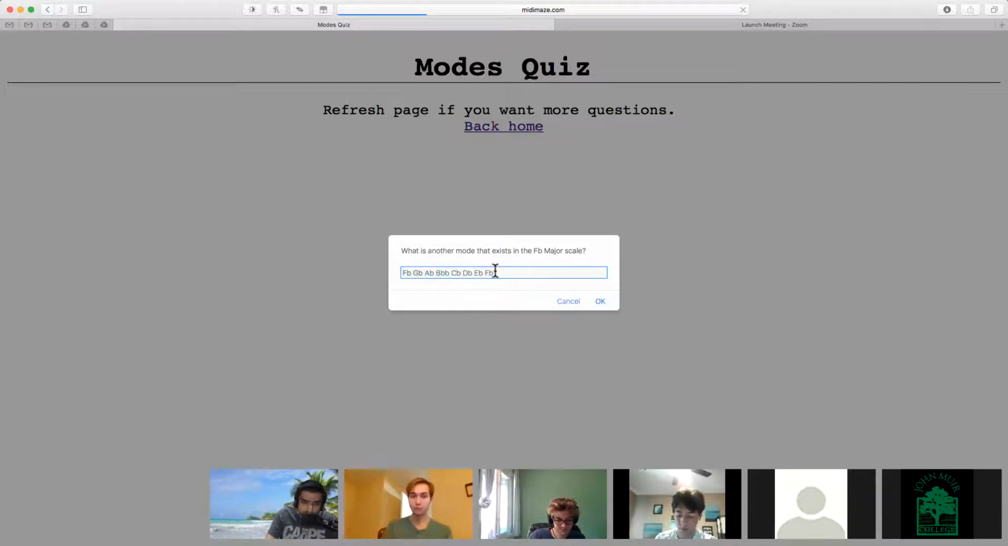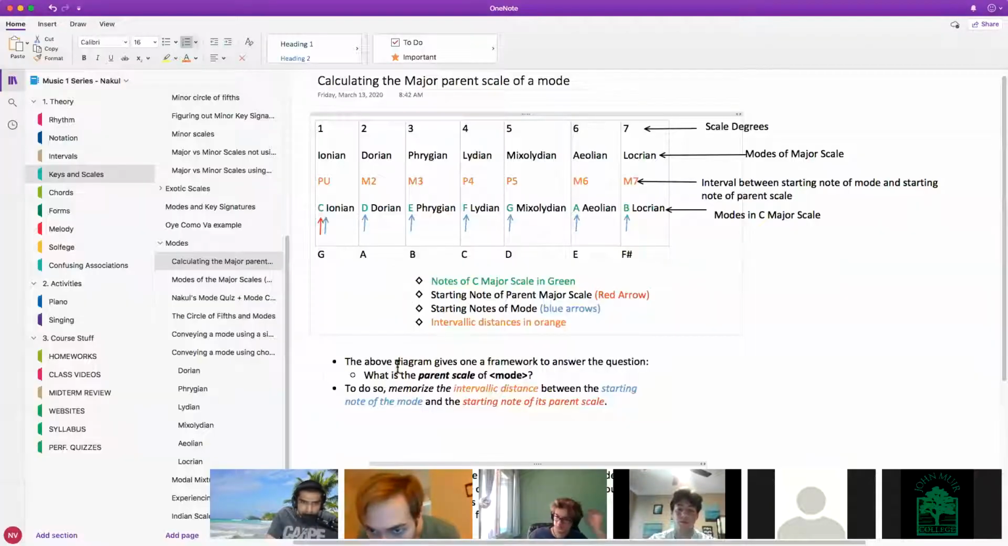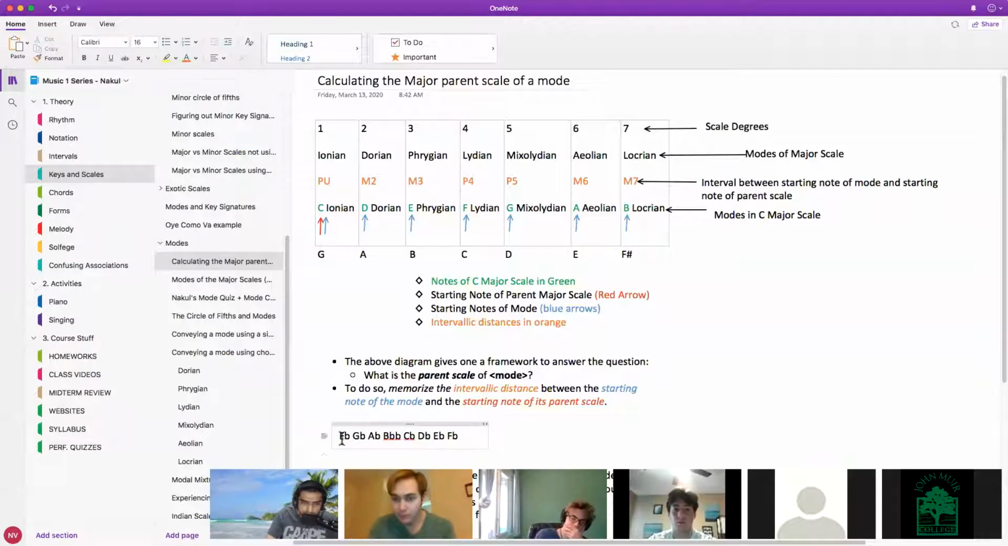So yeah, A flat Phrygian works. What's another mode that we could use? Remember, I'm just going to copy this over here so you can reference these. These are the notes of the F flat major scale. And remember, the mode built on this note is going to be Dorian. The mode starting on this note is going to be Phrygian. The mode starting on this note is going to be Lydian. So give me an answer. What are some modes that exist from this scale?